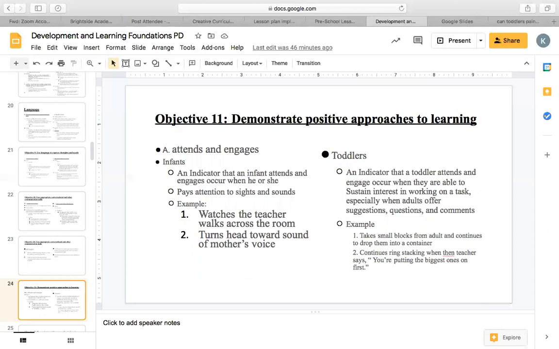Objective 11, demonstrate positive approaches to learning. Attends and engages. Infants. An indicator that an infant attends and engages occurs when he or she pays attention to sights and sounds. Example, watches the teacher walk across the room. Toddlers. An indicator that a toddler attends and engages occurs when they are able to sustain interest in working on a task. Example, takes small blocks from adult and continues to drop them in a container.